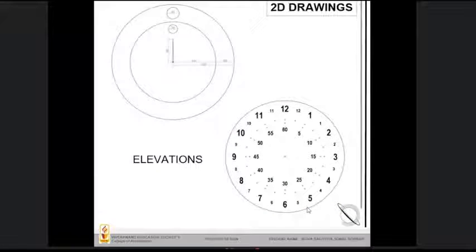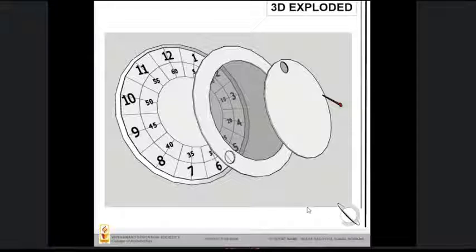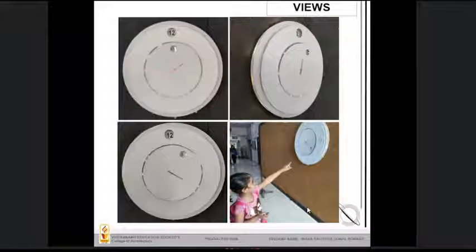So here are the 2D drawings. The diameter of the clock is 400 mm. This is the extruded view. The ring is connected with the plastic sheet in the middle, and the holes up. And this is the minute sheet and the second. Here are some of the views.